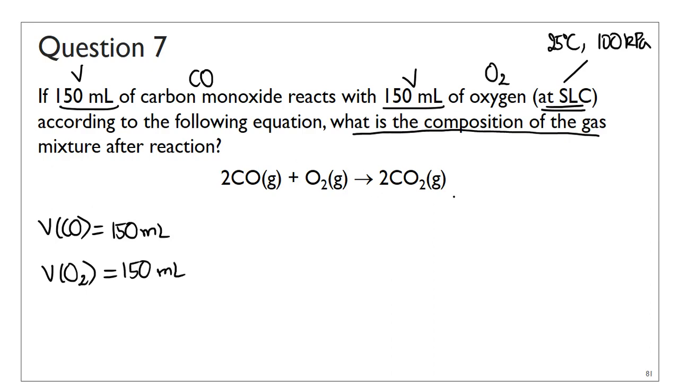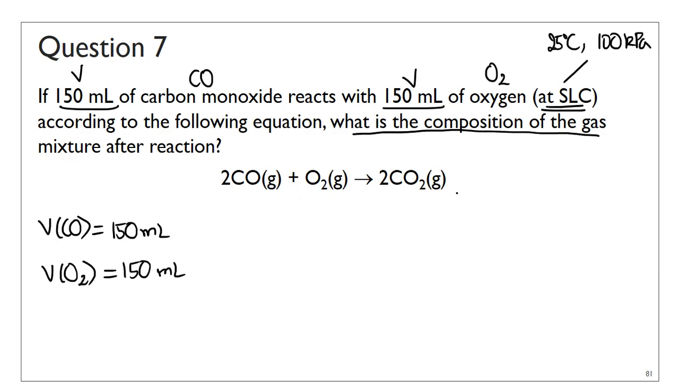I would assume that some of the gas in the mixture after the reaction has completed is going to be the product, which is carbon dioxide. If this is a complete reaction, 100% of the gas in the gas mixture at the end is going to be carbon dioxide. However, there is no indication in the question of whether or not this reaction is complete. And if one of these substances is in excess, then it will also be in the reaction mixture at the end, and you need to work out how much as well.